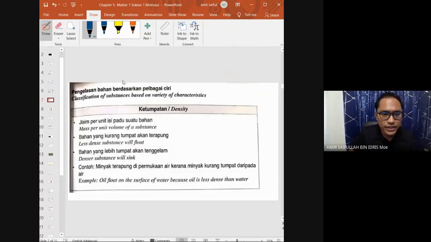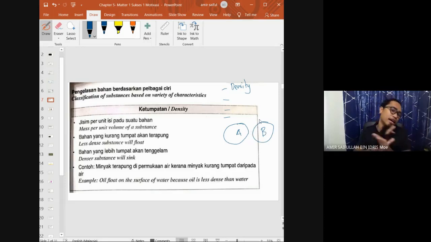Okay, next, we can classify a substance based on a variety of characteristics. Basically there are 4 characteristics. You want to differentiate between substance A and substance B. How do you differentiate? What are the things that you should look at between A and B? There are 4 properties or characteristics. One, you see its density. Are they the same density? If they are the same density, meaning they are the same substance. If they are different in density, meaning they are different substances. They are not the same.